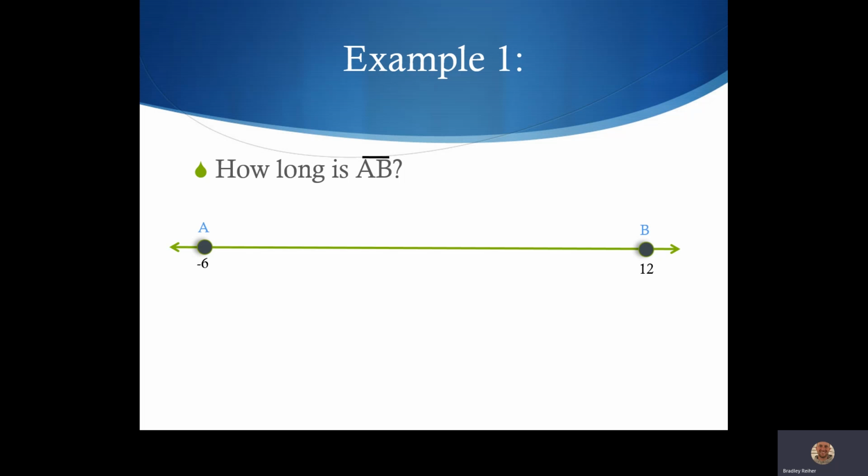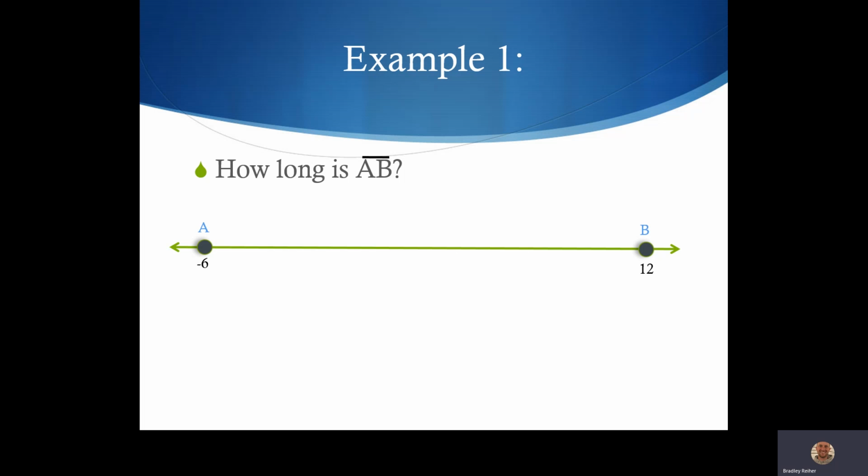Take a second and think about it. How long is that segment? Okay, hopefully you've figured out that this segment has a length of 18 units. We're going from -6 all the way to 12. It might help you to put a 0 somewhere in between the A and the B. Maybe put a 0 in there and call that point C. You got to go 6 units to get to 0. And then you got to go another 12 units to get to point B. So 6 and 12 together give you 18. That's one way to do it.